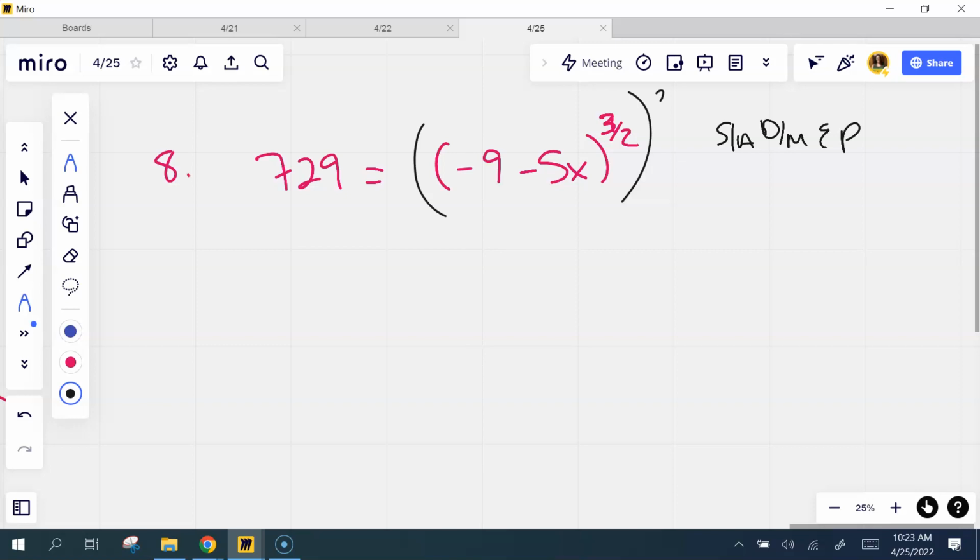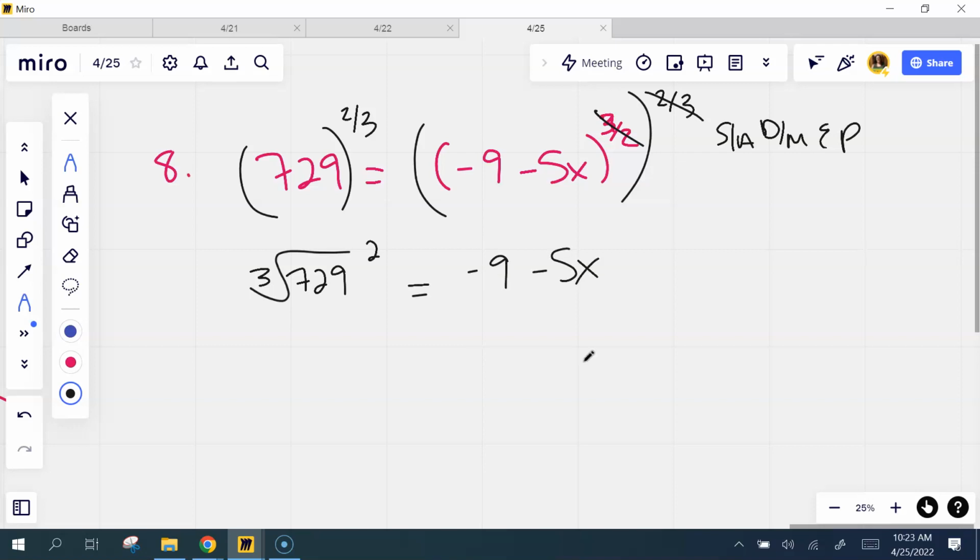So I'm going to raise both sides to the thirds. That way, sound effects are free. And I hope that is a perfect third. 81. So it's 9 squared, which is 81.